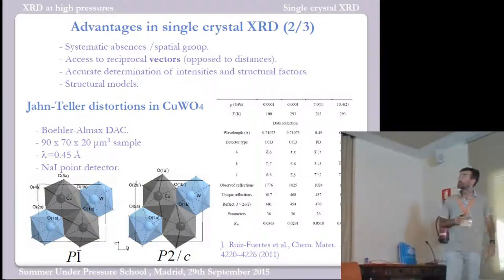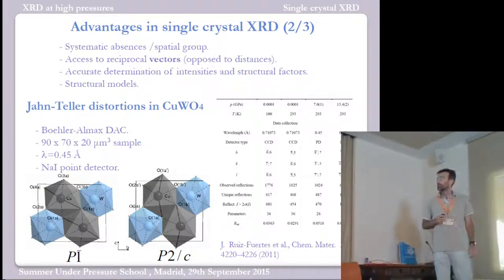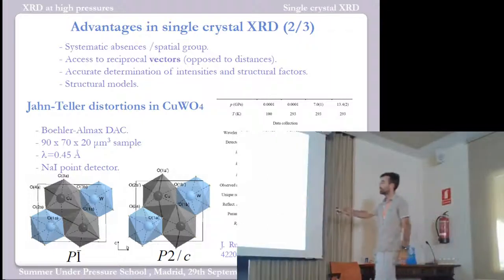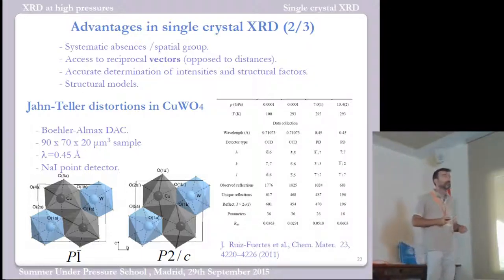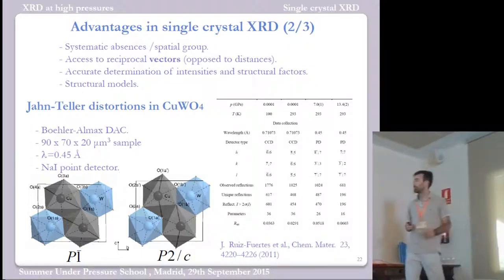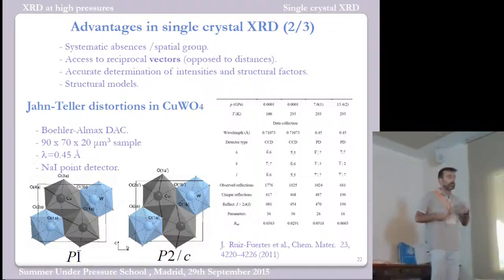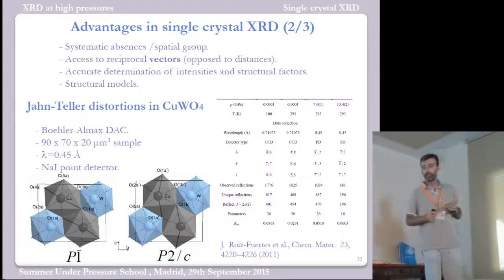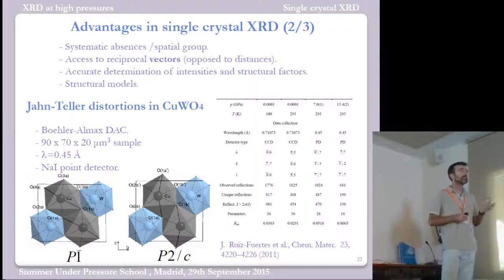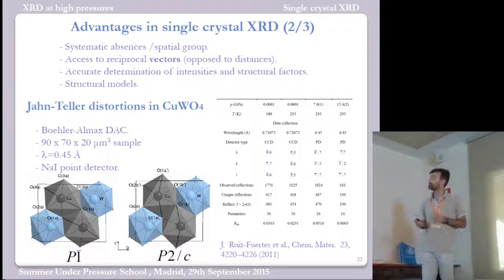There are more advantages in single crystal X-ray diffraction. We can measure thousands of reflections. In this example, you have nearly 2,000 reflections. They are not all independent. We have only some hundreds of independent reflections, 600 in this case. But with this big number of reflections, you can analyze systematic absences, and this gives you a lot of information about the space group. They don't determine uniquely the space group, but nearly. It's very interesting information.